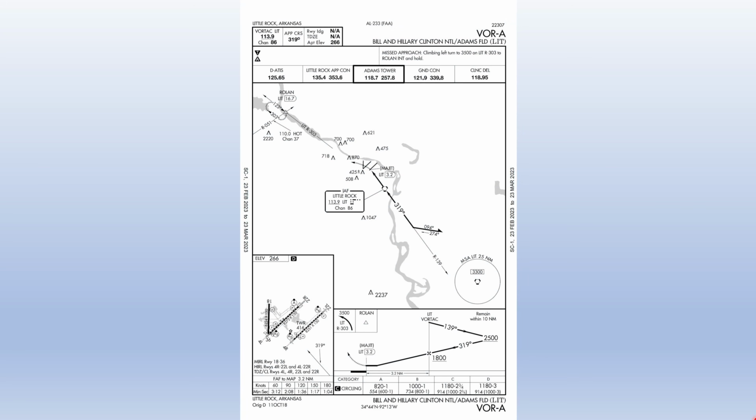Let's take a look at a few miscellaneous things about instrument approaches that you may run into as you look at the approaches available to you at different airports across the country and across the world. At many airports, there may be an approach or multiple approaches that have only circling minimums. There are a few different reasons why this can happen.